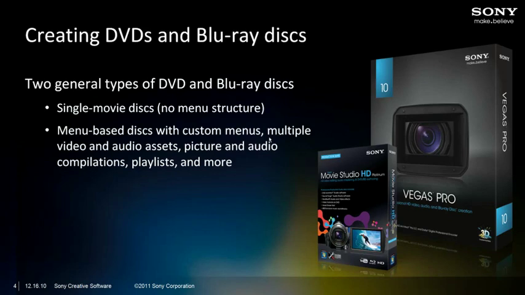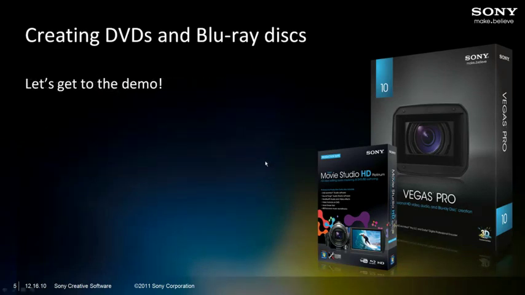And the other type of disc, of course, is the menu-based disc that has custom menus, multiple video and audio assets, compilations, playlists, and all the other things that go along with a fully menued DVD or Blu-ray disc. And the neat thing about creating these discs in DVD Architect is that when you build a menu structure, that same structure is going to work for DVDs and Blu-ray discs. So if you need to deliver both for some reason, you don't need to do the task twice. You can do it once and burn to both, and I'll show you that as we move along. All right, so let's get to it.